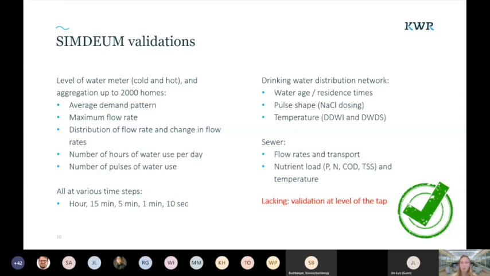We looked at temperature. We applied it in sewers and measured water quality there and flow rates. So we're very secure about how well it works, but we have not done any validation at the level of the tap. So if we're talking about premise plumbing modeling, we have not really gone down to that specific level yet.